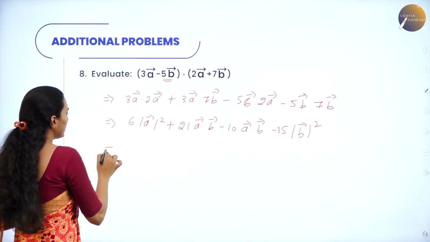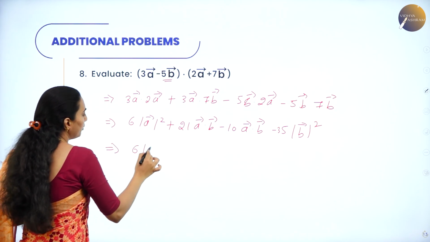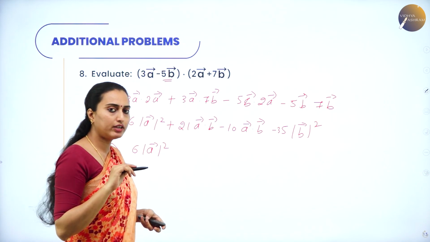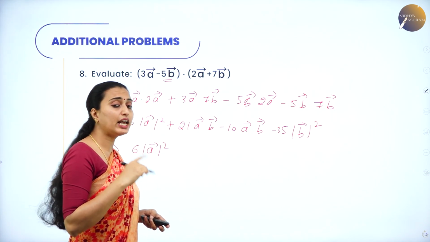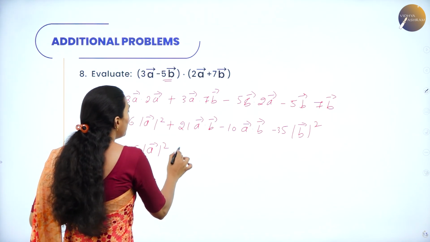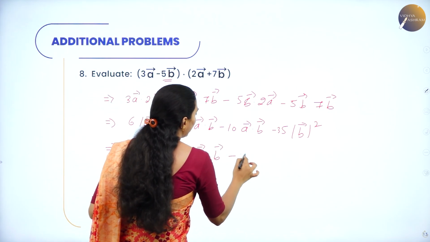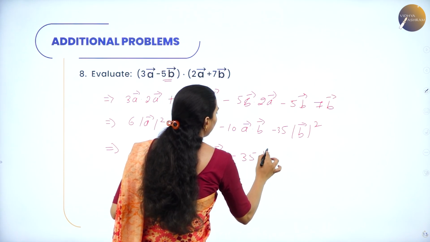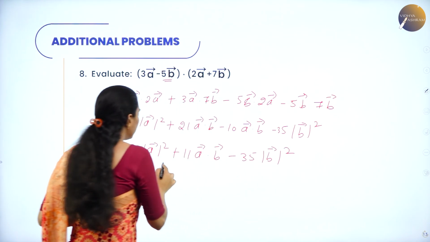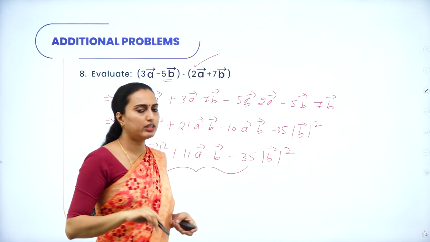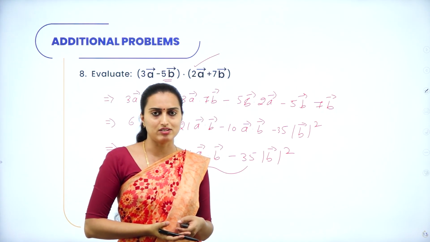Now, you can evaluate this one. 6 magnitude of a vector squared, 21 times a vector dot b vector minus 10 times a vector dot b vector is plus 11 times a vector dot b vector, minus 35 magnitude of b vector squared. And this is your final answer you are going to get when you evaluate the dot product of the given vectors.